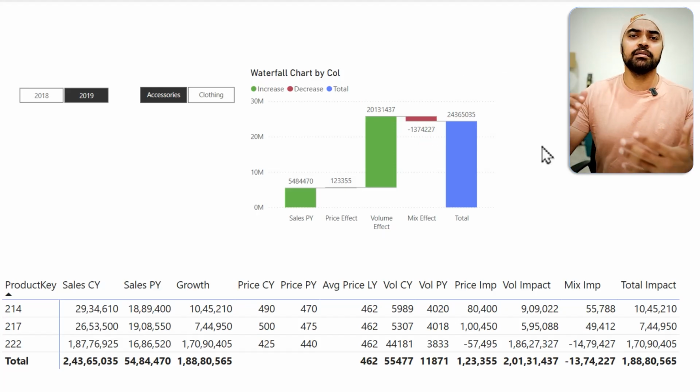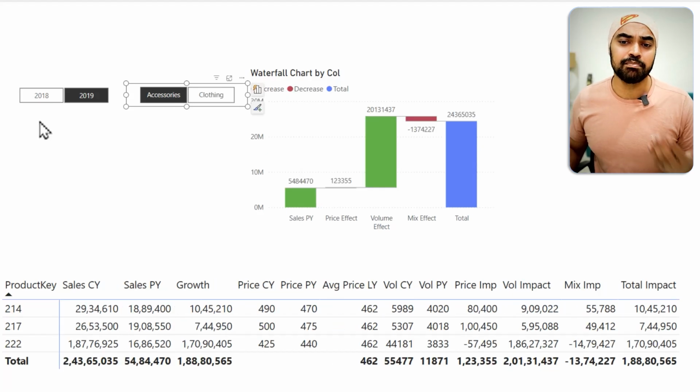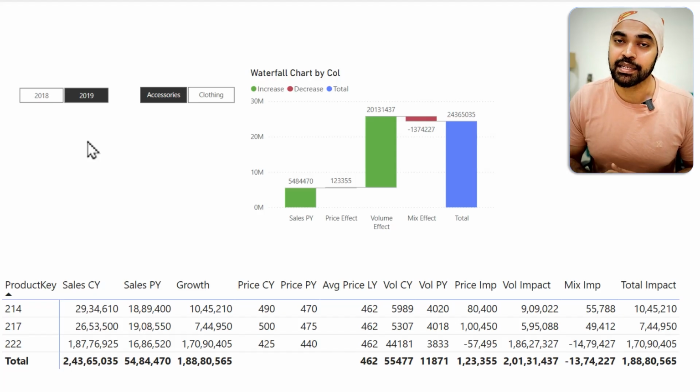And you can then decide to do this across regions, across categories, across months, across quarters. And this is the way you would kind of do a very basic price volume mix analysis in Power BI.